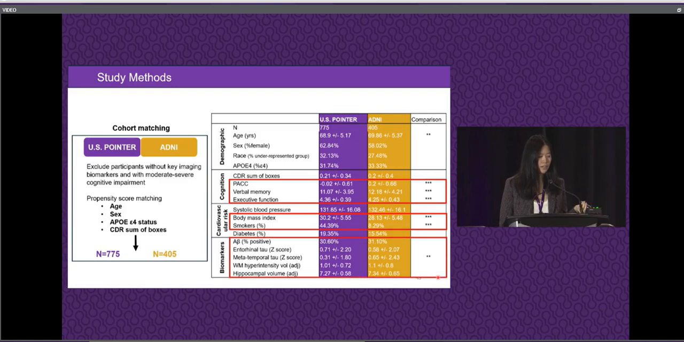And for the biomarkers, there's no cohort difference in the amyloid positivity percentage, and also no difference in white matter hyperintensity and hippocampal volume. But the pointer shows lower tau in the metatemporal regions here. One thing I want to mention is that there are different tracers used in the pointer and adenine. For pointer, we use MK6240 and adenine uses the FTP. So we need to standardize the MK and FTP by the z-score based on the mean and standard deviation from the reference group. The reference group is the participants who are cognitively unimpaired, amyloid negative, and aged 60 to 70 years old.